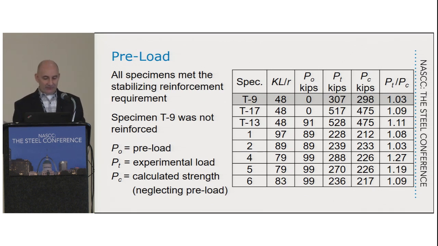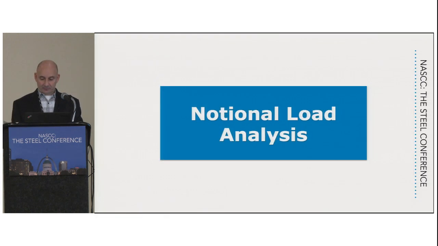Okay, really quickly on the rest of these specimens, the preload was somewhere close to 100 kips, you can see there, and all of these were conservative by at least 3%, and there's one that was conservative by 27%. So at least the test results showed that this stabilizing reinforcement concept, which, by the way, all of these specimens met that requirement, works. So if you do it that way, it's going to really make your design easier.